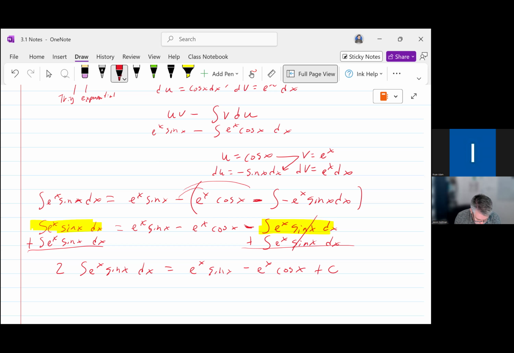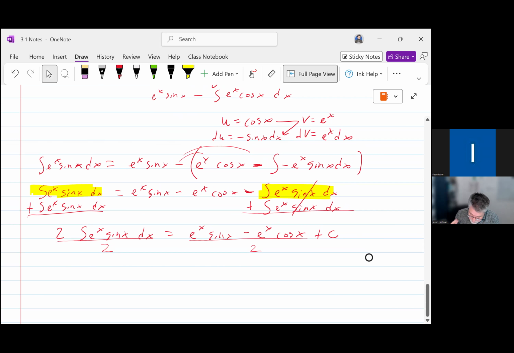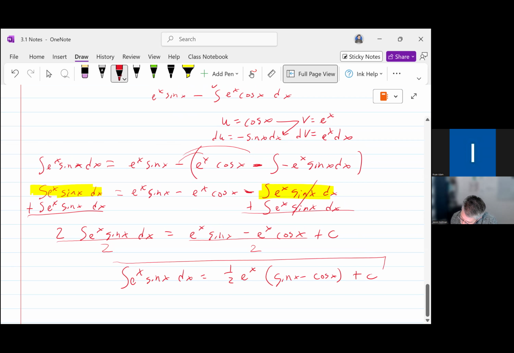I'm going to divide through by 2. Okay, and then I'm going to factor out the e to the x. So the integral of e to the x sine x dx is equal to 1/2 e to the x times the sine x minus cosine x plus c. It's pretty slick the way that works.